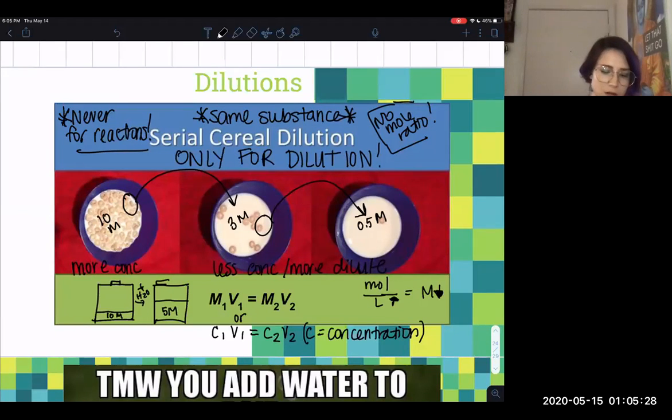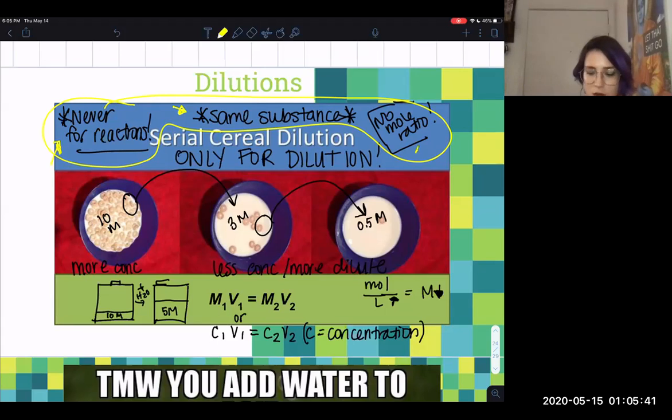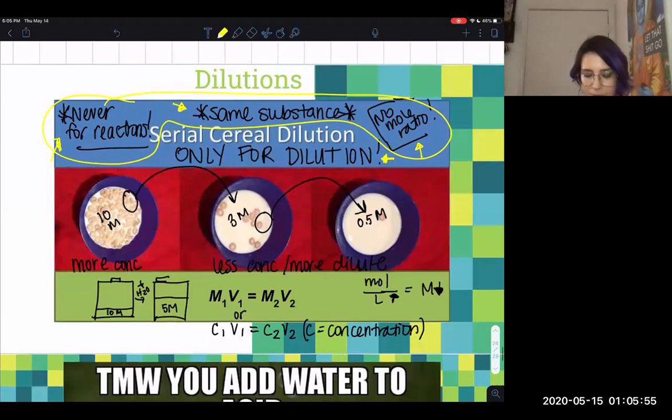So up here, these are the conditions. When can you use this equation? Never for reactions. When you have the same substance, no mole ratio is needed. Only for dilutions. Only in special occasions will you use this. You will not use this a lot. It's only going to be like 1 or 2 questions out of the whole exam. Maybe you'll have this.